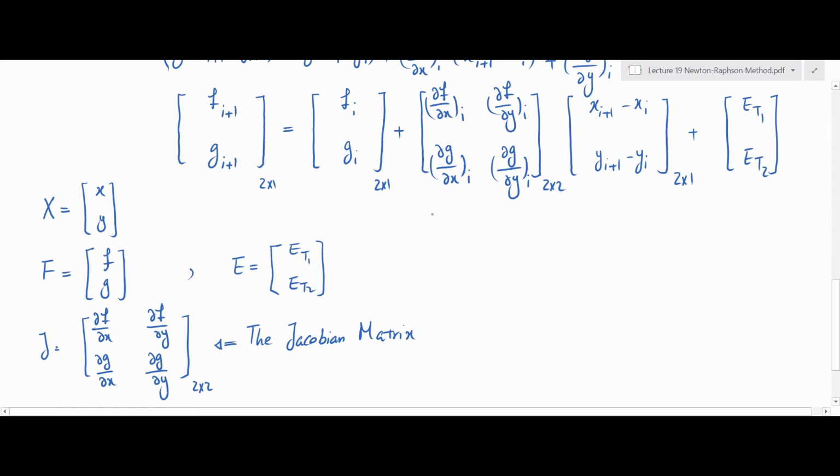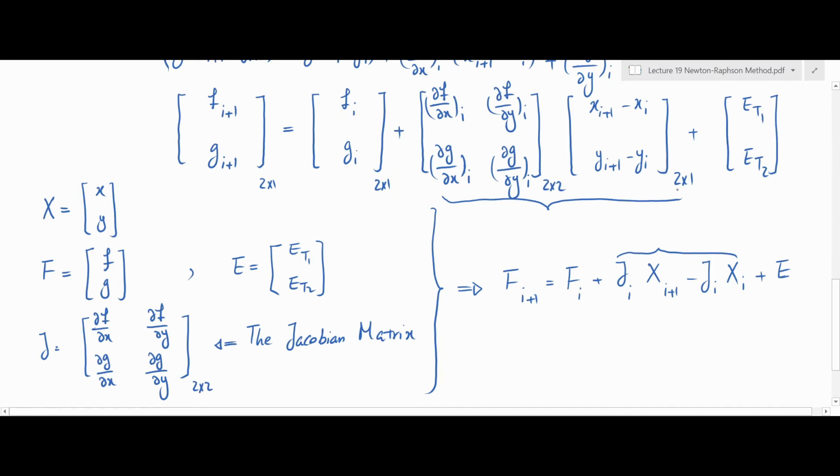So now, if we consider all of these notations, we can rewrite the above matrix equation in the following form. Capital F at i+1 is equal to capital F at i plus the Jacobian matrix at i multiplied by capital X at i+1 minus the Jacobian matrix at i multiplied by capital X at i plus the error matrix. And if you notice, these two terms correspond to this multiplication. Somehow I just expanded the multiplication into two terms.